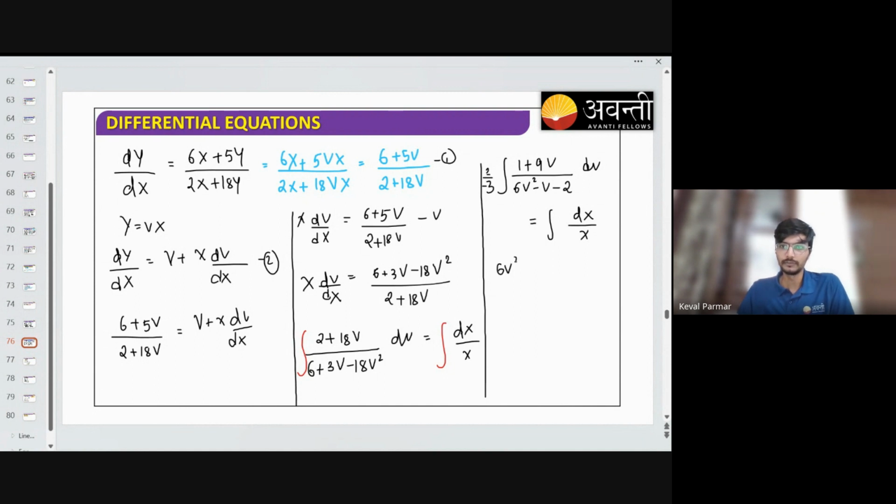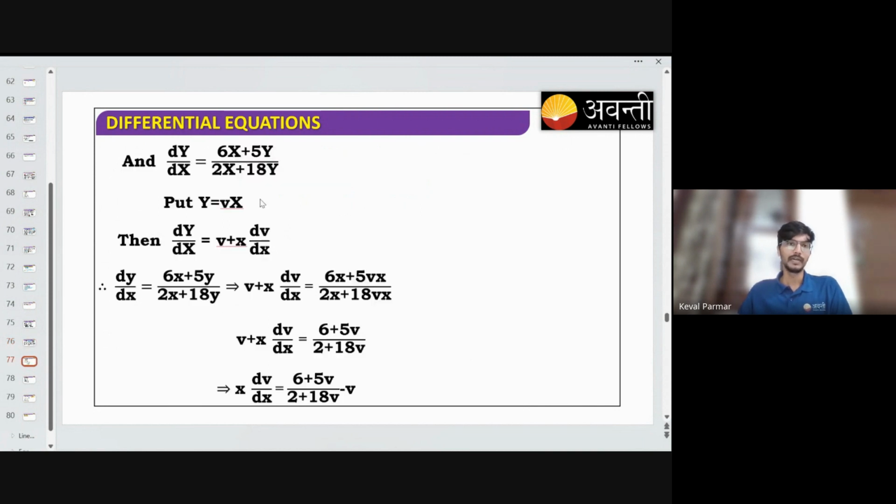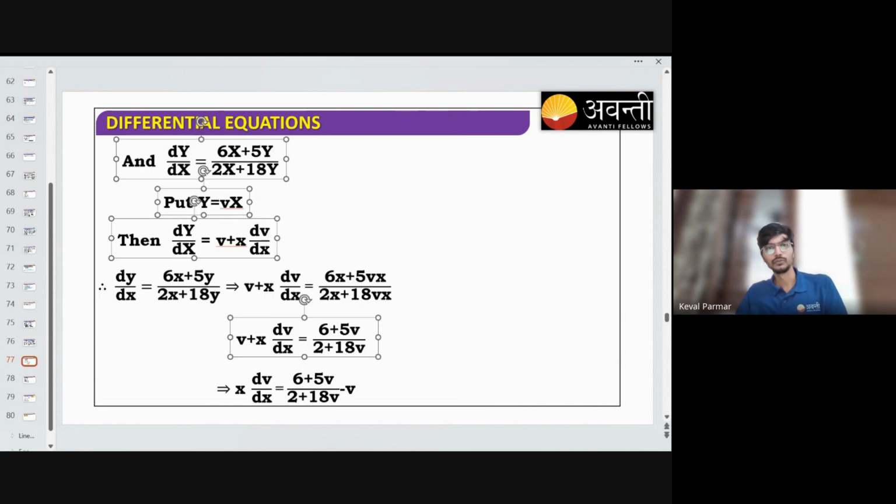So 6v square minus v minus 2 can be written as 6v square minus 4v plus 3v minus 2. So I'll take 2v common: 3v minus 2 plus 3v minus 2. So I can write it as 3v minus 2 into 2v plus 1. Now I'll consider this separately and integrate it. We can use partial fractions. Yeah, we got the same result, right? So no need of this.